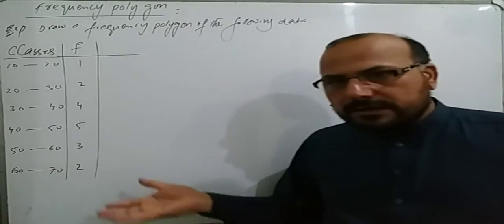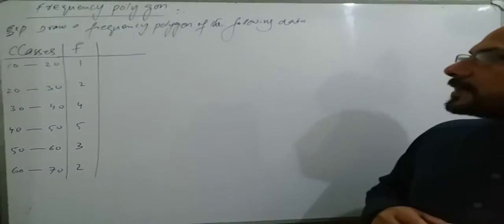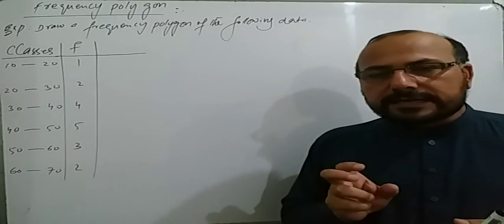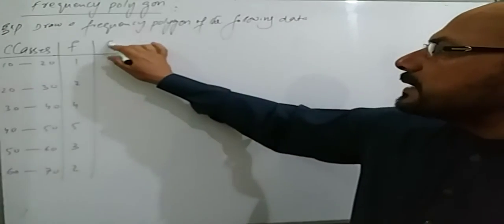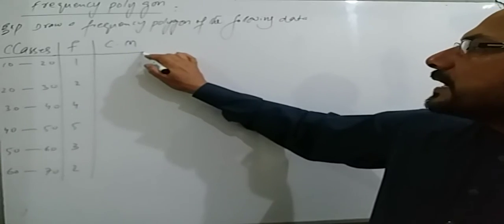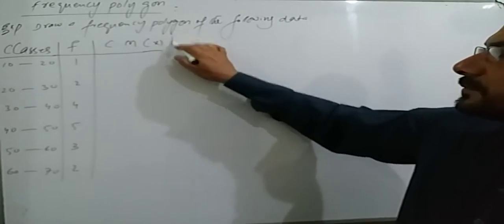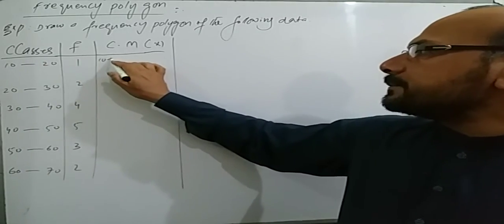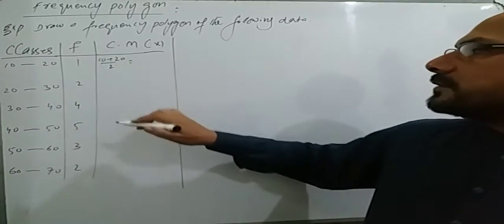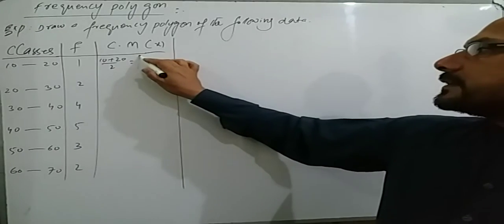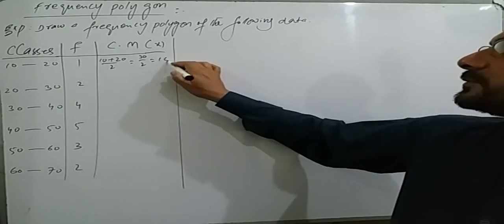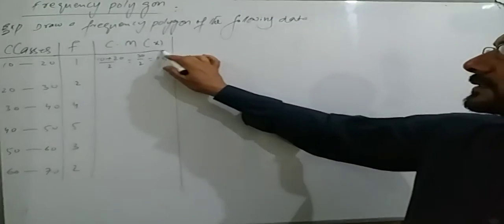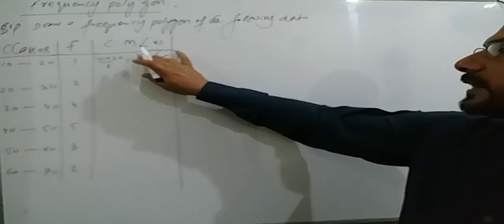So let me draw the frequency polygon. First, we need only the class marks, which are represented by x. How can we get them? 10 plus 20 is 30, 30 divided by 2 equals 15. So the first class mark, or the mid value of the first class, is 15.